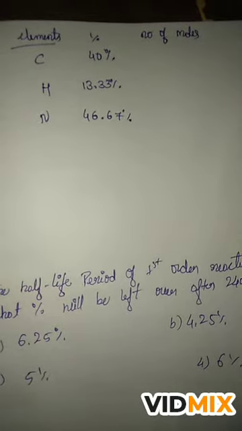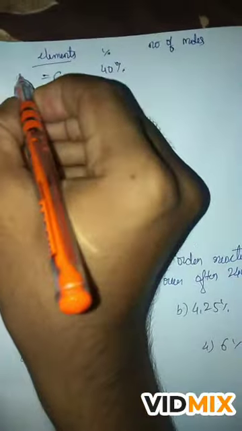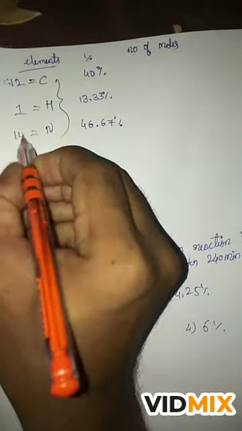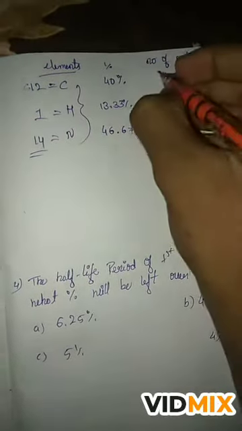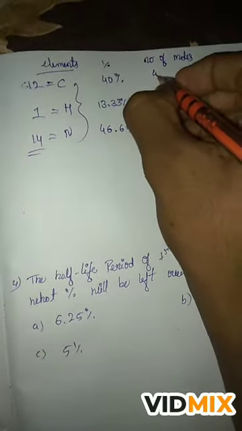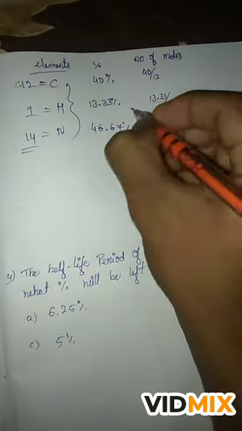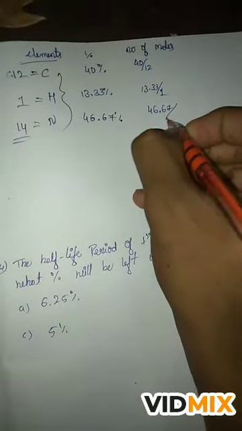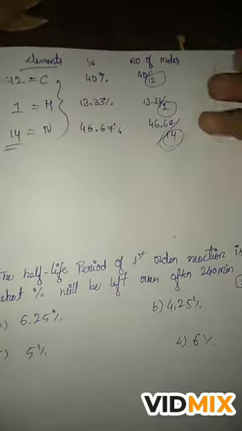To calculate the number of moles, we know the mass of these elements: carbon mass is 12, hydrogen mass is 1 and nitrogen mass is 14. Now we divide the percentage by the mass, therefore 40 divided by 12, next 13.33 divided by 1, and this one 46.67 divided by 14. These are the masses of these elements.